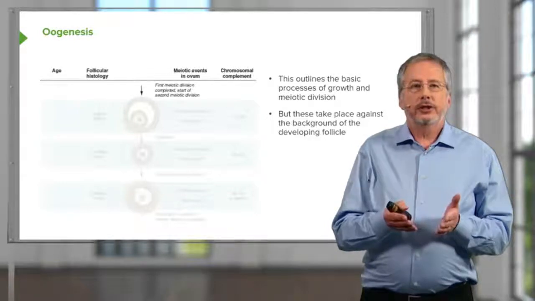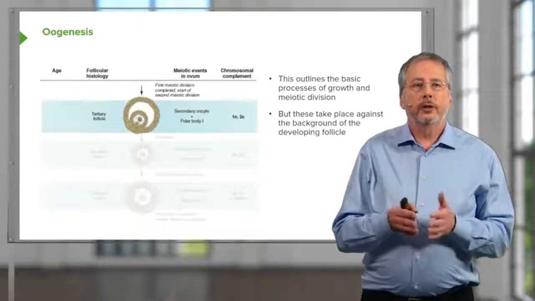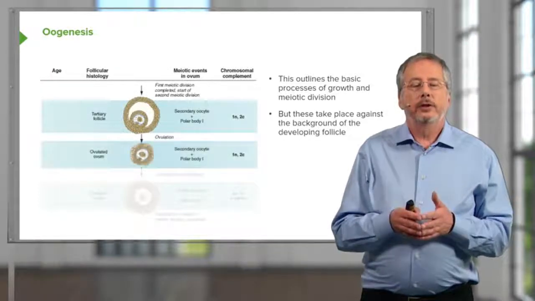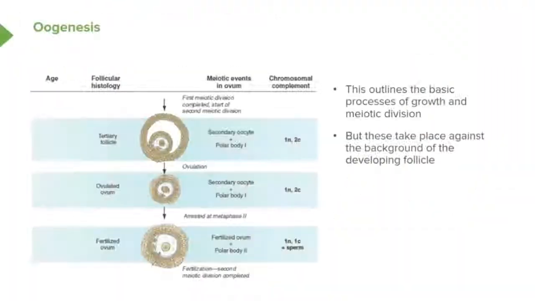Following through to later stages, we can see that the tertiary follicle, the third class of follicle, will go on to give rise to the ovulated egg itself, and then fertilization may take place. So the second meiotic division is not complete until this point.